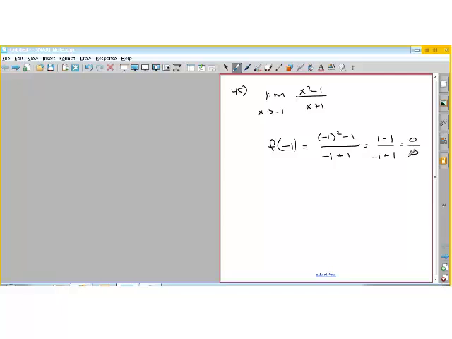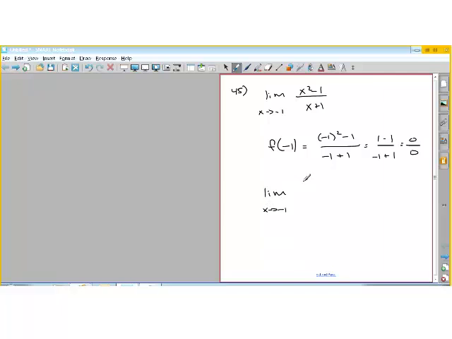It just means that the function does not exist, but that doesn't mean the limit does not exist. So what we do, typically when you have a rational function here, is factor. When this happens, that means that if you factor these, there should be something that cancels out.